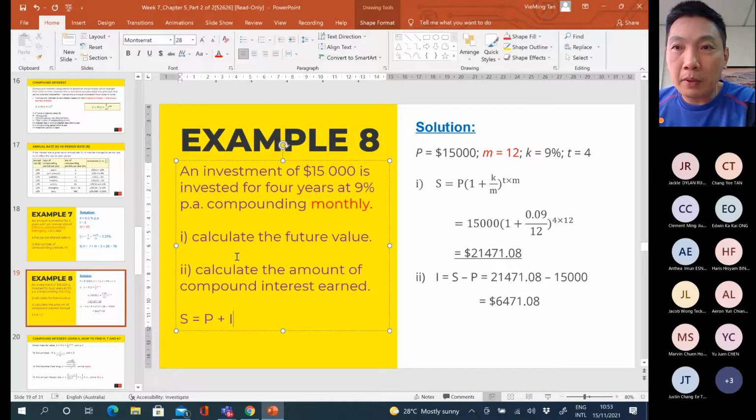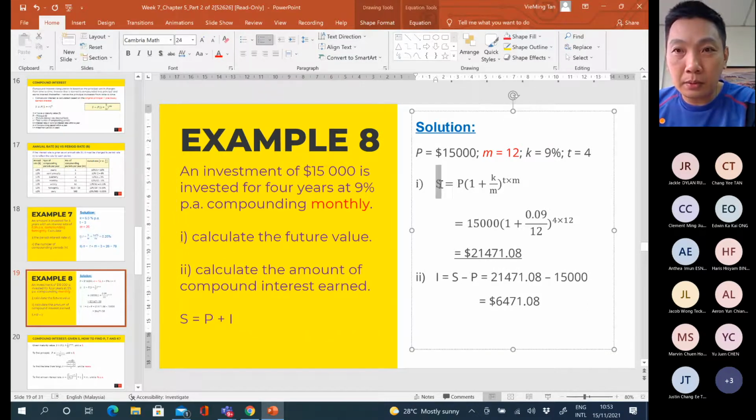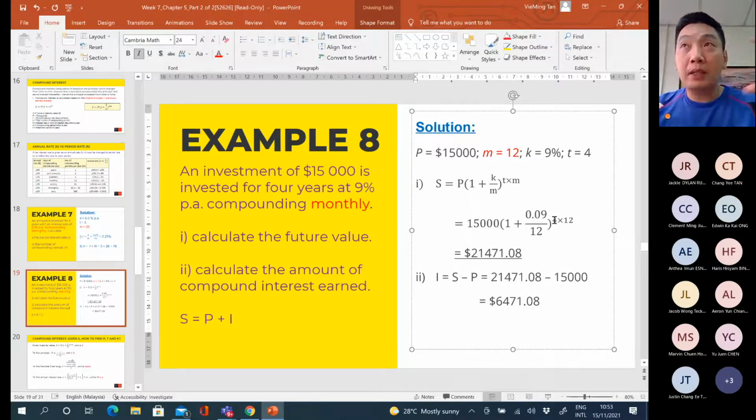So what we can do for part 1 is use this formula in order to get the S value. P is 15,000, so substitute 15,000 here. K is 0.09, from here, put here. M is 12 because compound monthly. T is the investment period in year unit, multiply with the M. So simplify, I get 2147.08.